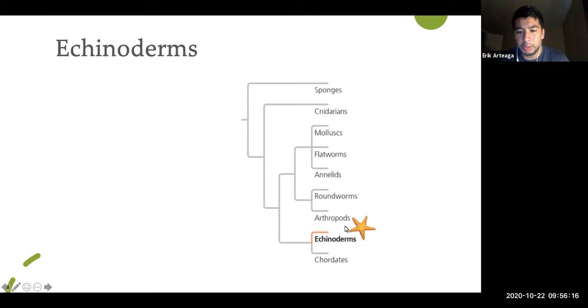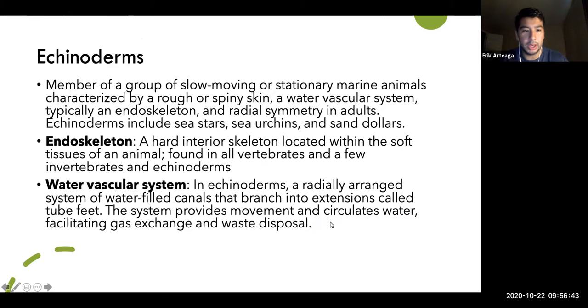Okay, so echinoderms. These are going to be like starfish. Typically, you'll see these organisms found in aquatic environments, such as starfish, and they do have internal skeletons as well as they can have external skeletons. Okay, and this is why they're more similar to chordates, arthropods, roundworms, annelids, and all those organisms before that have exoskeletons rather than endoskeletons. Okay.